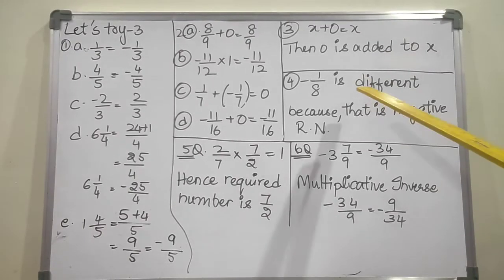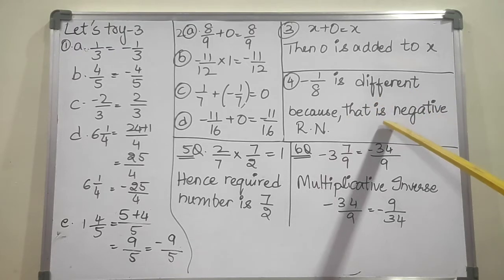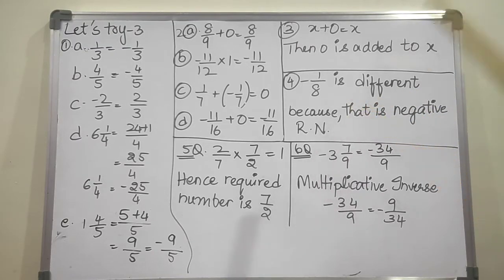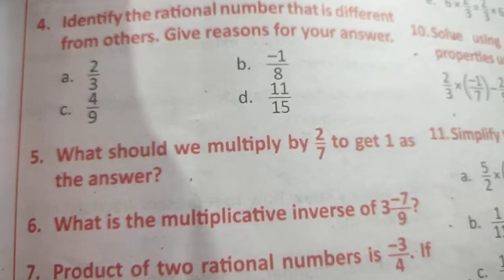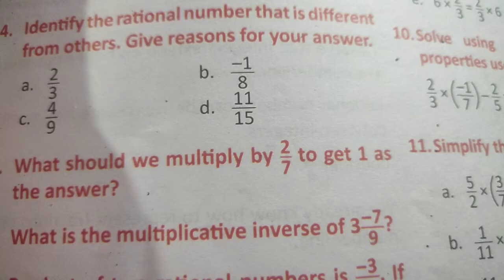So it is minus 1 by 8 that is different because that is a negative rational number. Now see the fifth question. What should be multiplied by 2 by 7 to get 1 as the answer?